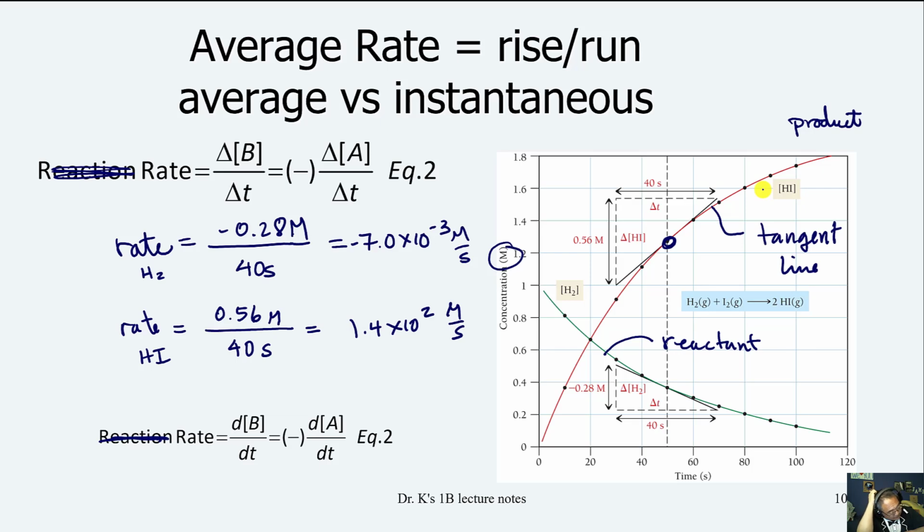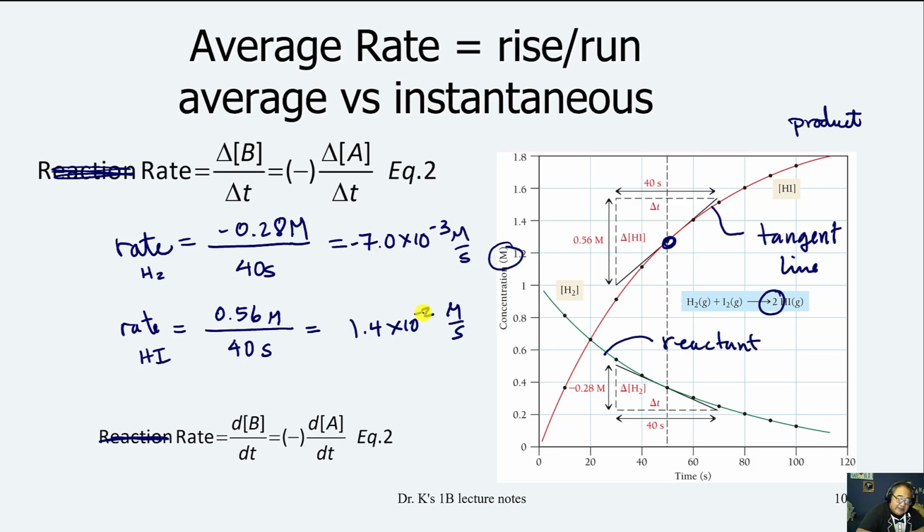Why are the numbers different? Well, they're different because of stoichiometry, right? There's a 2 here. And the HI gets produced twice as fast as the H2 gets used. And the result is, right, the slope is twice as big. You could see that, that's minus 2.